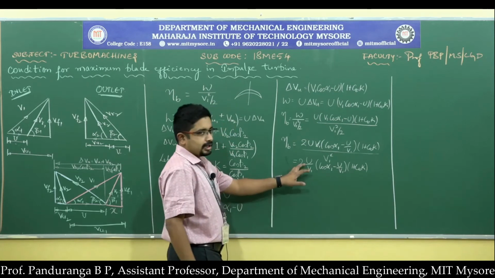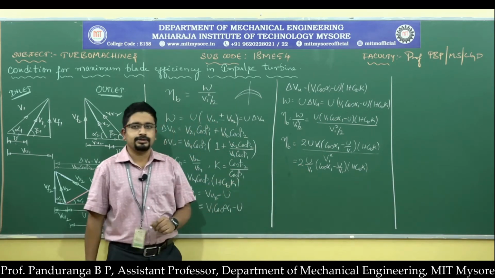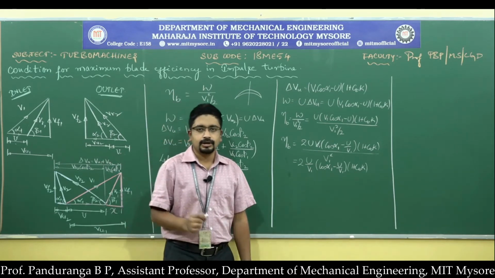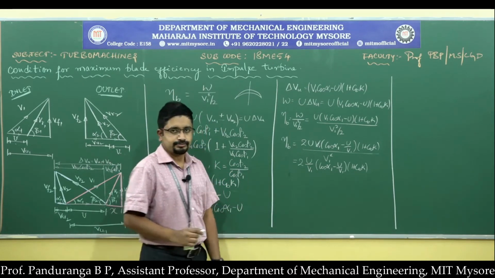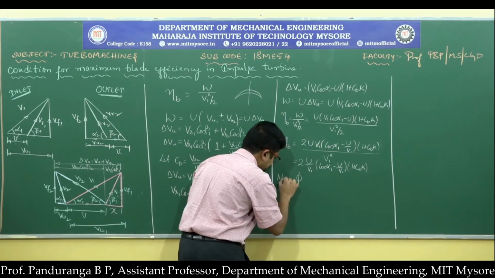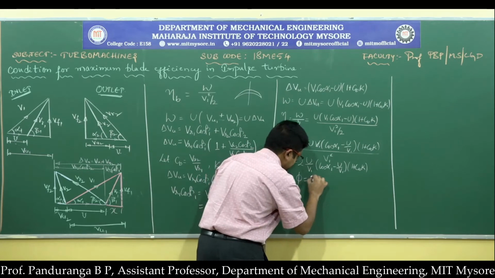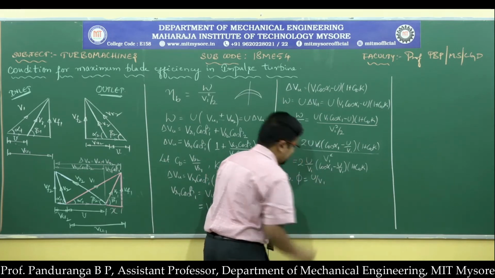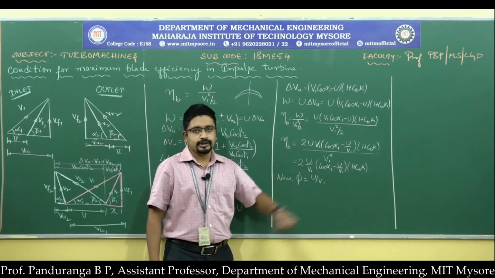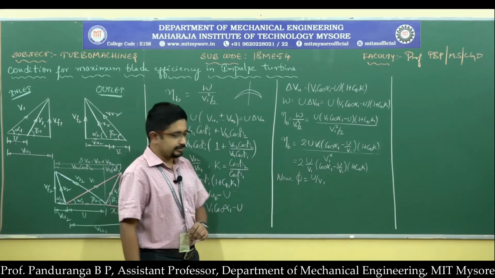Now if you remember the introduction to the impulse turbine, there we had spoken about a term called phi, or speed ratio. So the phi or speed ratio is given by U divided by V1, the tangential velocity of the blade divided by the inlet absolute velocity of the fluid.